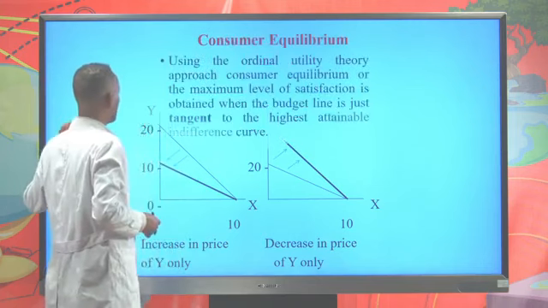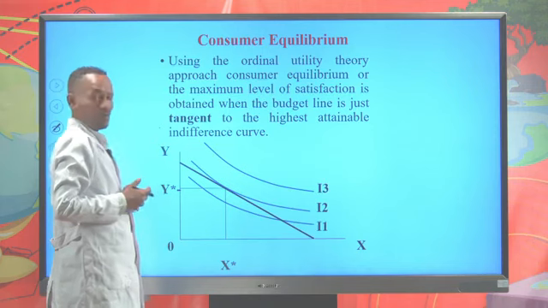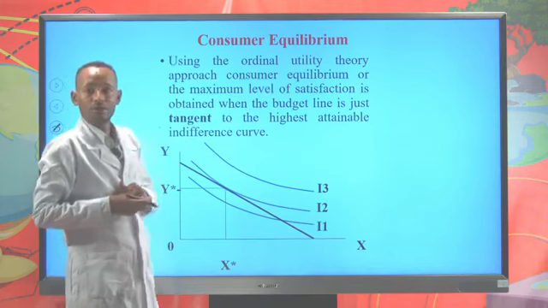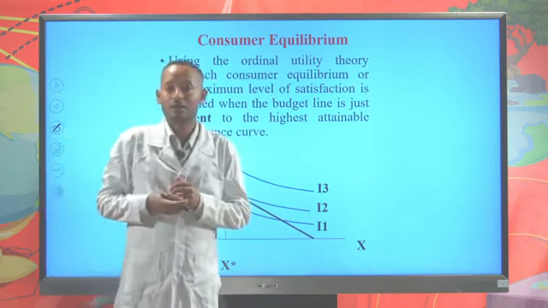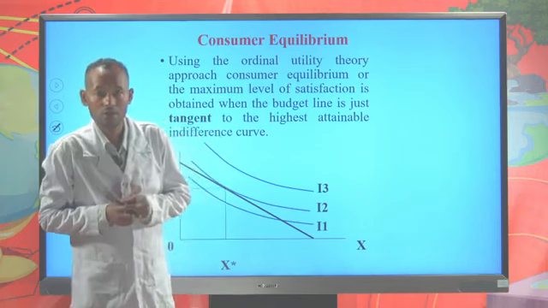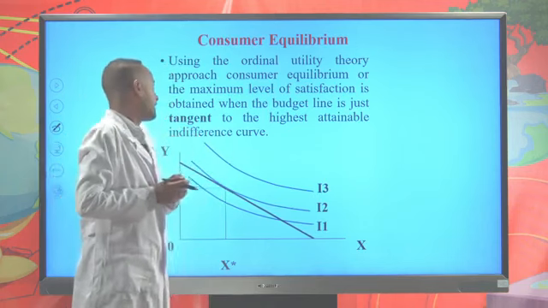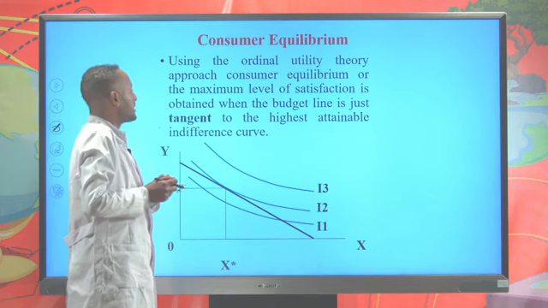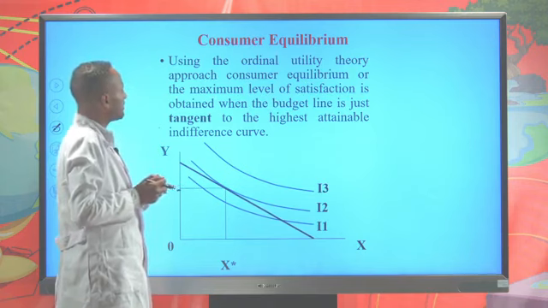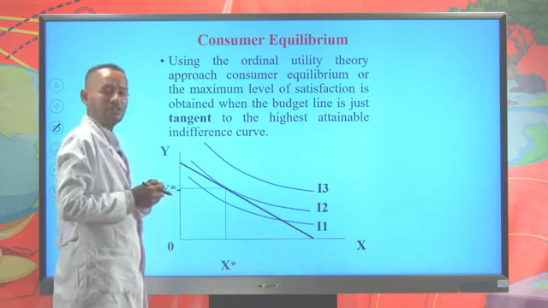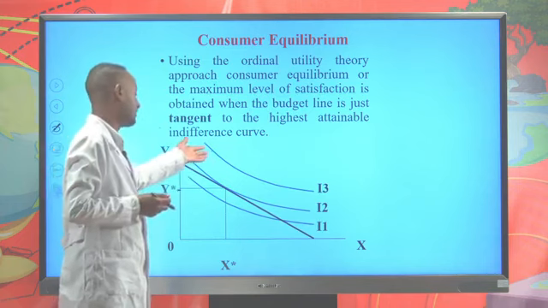Another important piece of information is consumer equilibrium under the indifference curve approach, or the ordinal utility theory. Under the ordinal utility theory, or the indifference curve approach, consumer equilibrium is obtained when the budget line is just tangent to the highest attainable indifference curve.